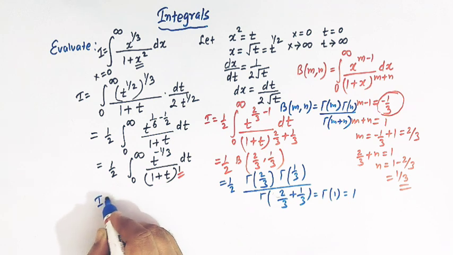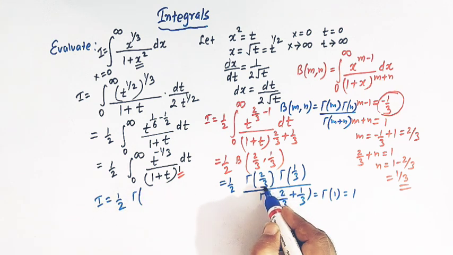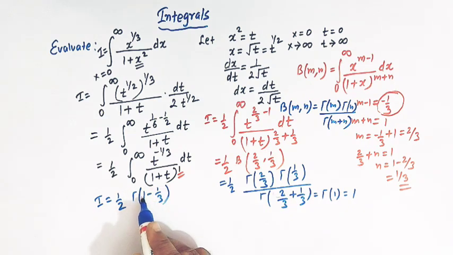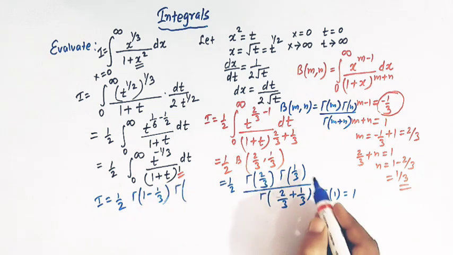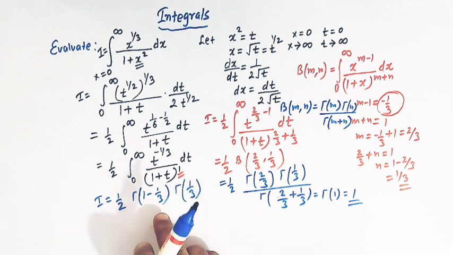So I is now equal to half gamma of 2 by 3. 2 by 3 can be written as 1 minus 1 by 3. 3 ones are 3, 3 minus 1, 2. So 2 by 3 gamma of 1 by 3. And in the denominator we have 1, right? So now we have the value of I like this, right? Now here again we'll make use of another important result from beta gamma functions.